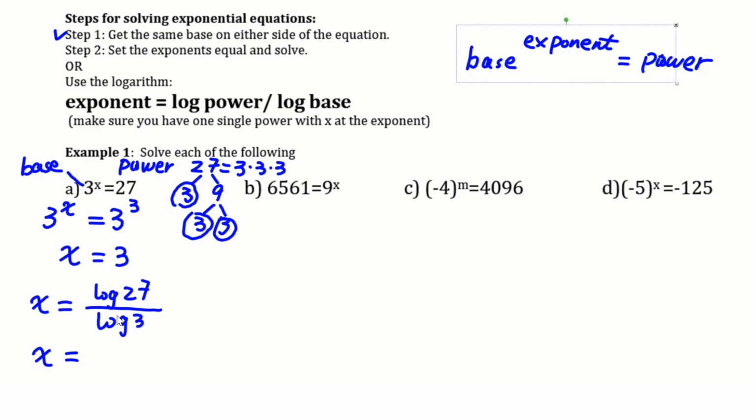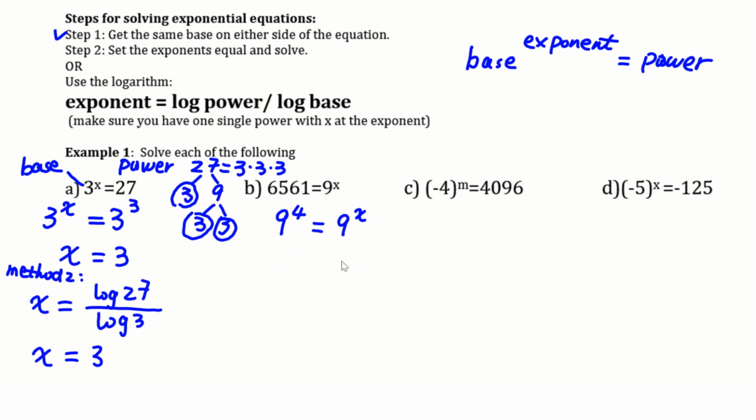So either the same base, or you could use a second method: use log power over log base equals exponent to solve for x. So this one, same thing. We could try 6,561, we tried 9 to the exponent. You will find out what x is. You try the guess and check.